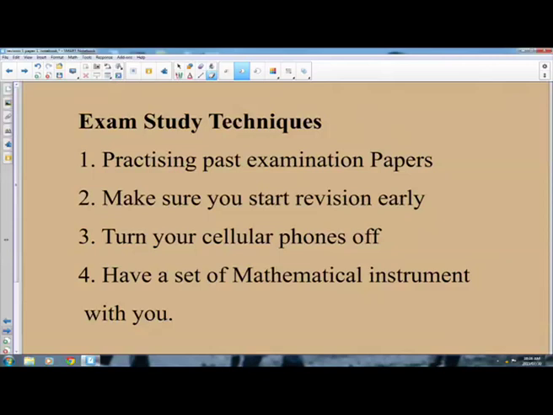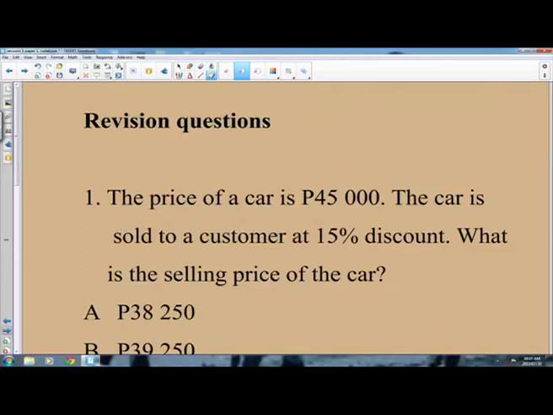And then 3, turn your cellular phone off. You know, cell phones can be your worst enemy when revising. So it is important that you turn them off so that you can concentrate in your revision. And then the 4th point says, have a set of mathematical instruments with you. In paper 1, it is very important that the resource that you have with you is a set of mathematical instruments, because in some questions you are going to be required to construct. So it is important that you have the set with you. And then let us start the revision.